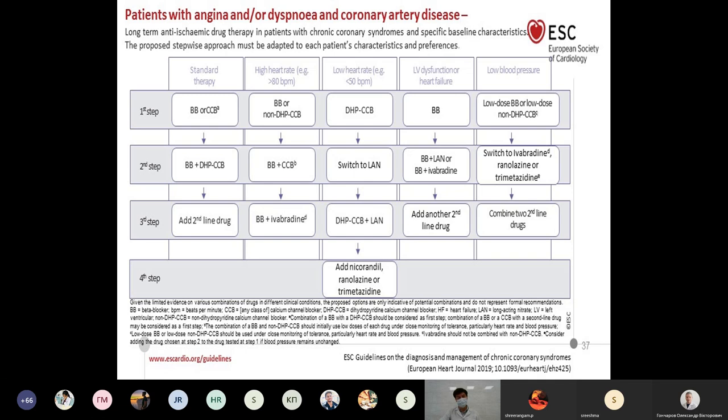Metabolic active drugs, including ranolazine and trimetazidine, are recommended generally. But at the fourth step of the treatment, there is no need to initiate treatment with metabolic active drugs in a patient having stable coronary artery disease or dyspnoea. And please use dual therapy of anti-angina drugs.